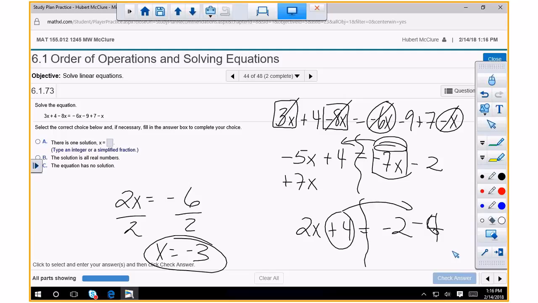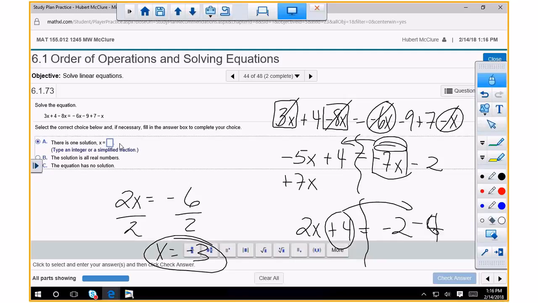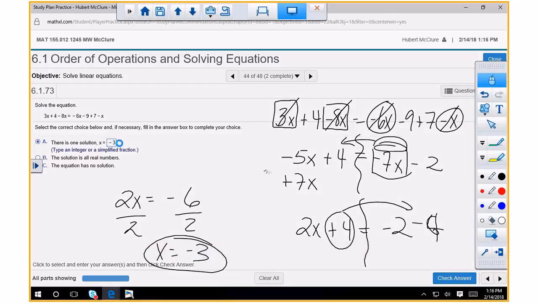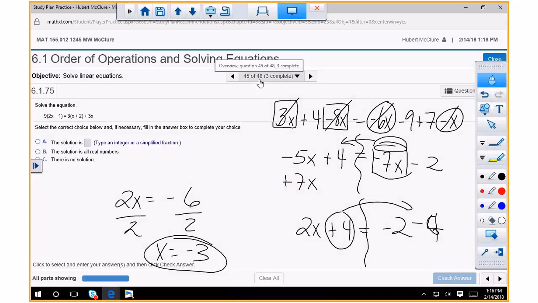Okay? Let's check it and see if we're right. Negative 3. Got it. All right, y'all work on the homework. That's 45. And if you want to work extra problems, go to 6.1 and do the study plan. They won't hurt you. All they'll do is help you because you'll get extra practice.